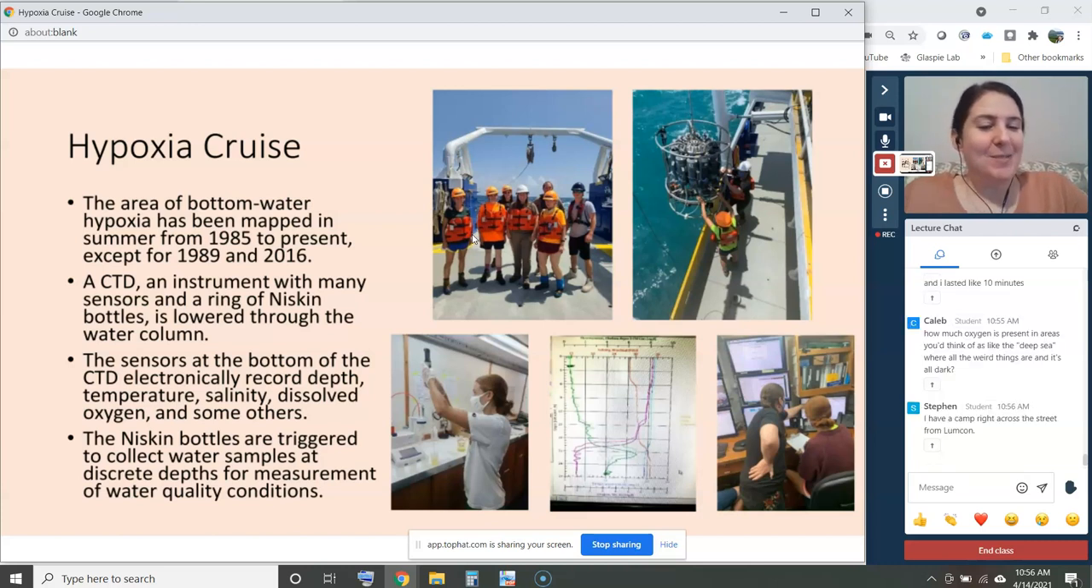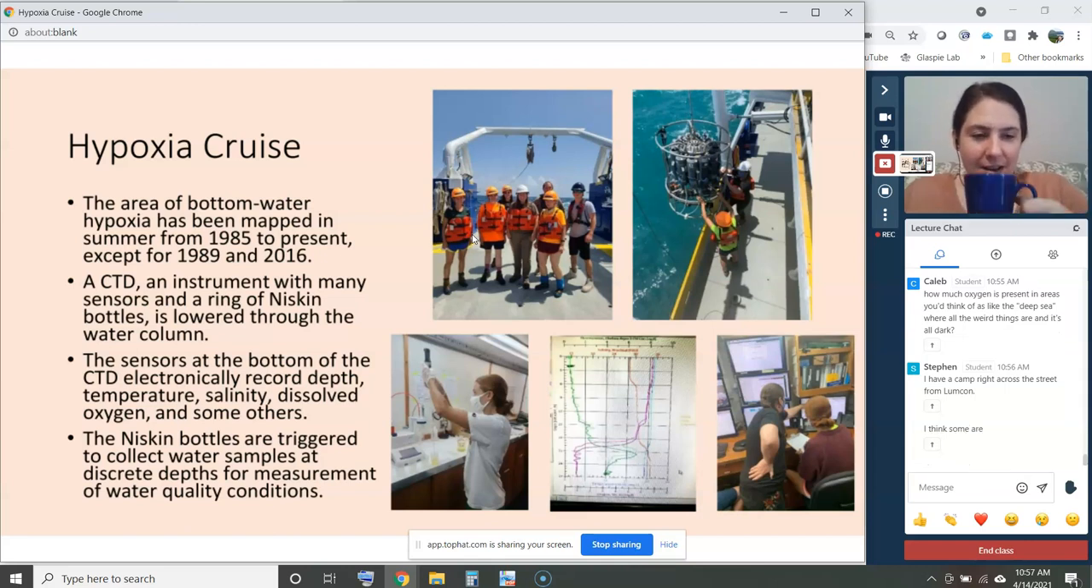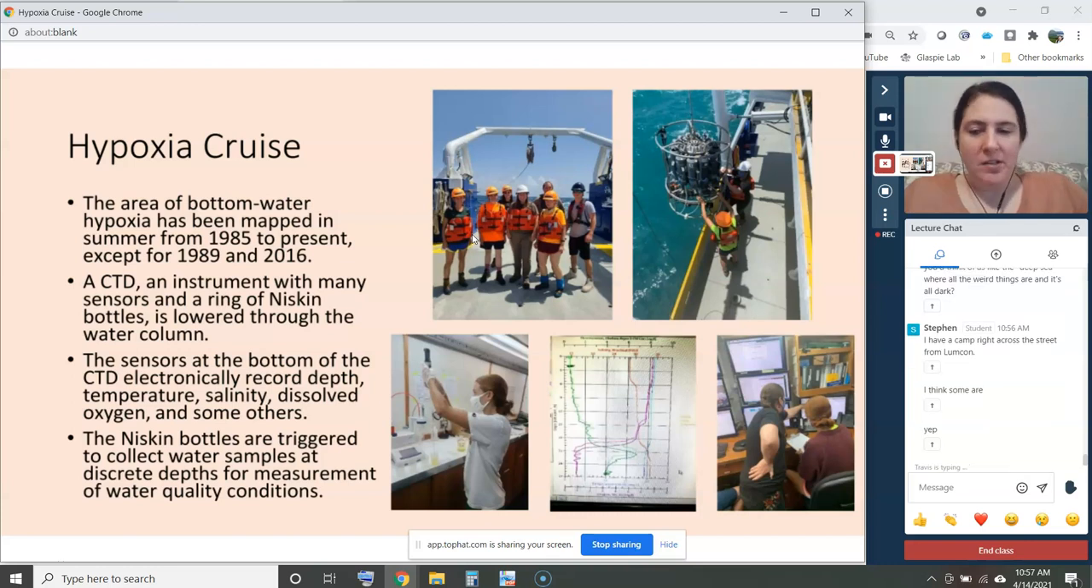Do you really? I've always wondered who lives in those camps. That's super cool. I wonder if any of them are on Airbnb, because I think it would be really fun to stay in some of those buildings on stilts that are right across from LumCon. So you've seen those big boats then? Yep. So the one that we go out for this cruise is the largest one, the Pelican.